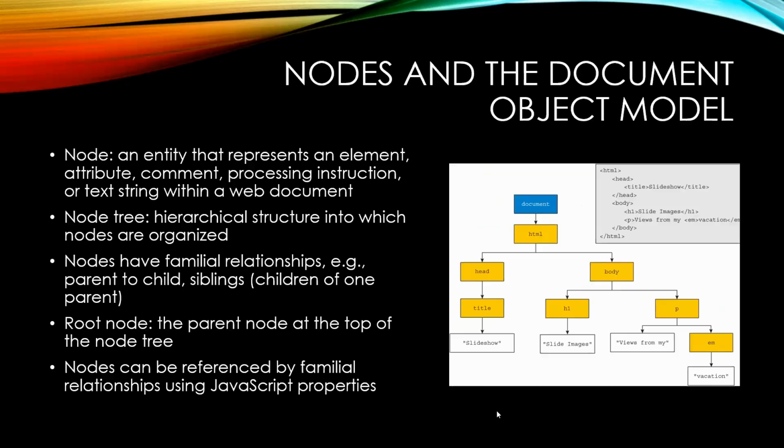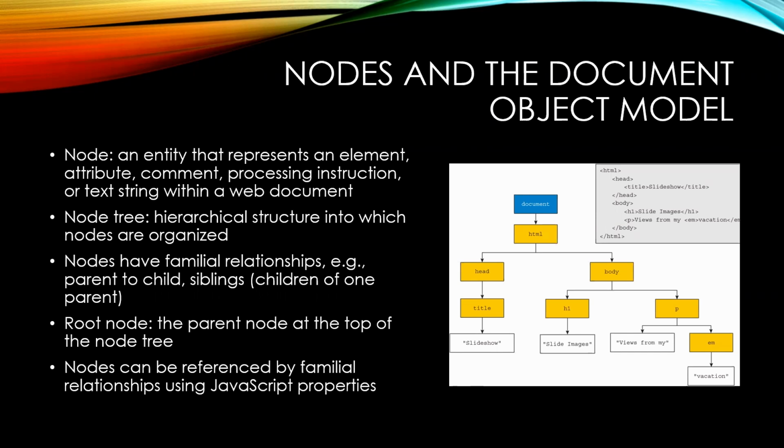In order to expand what we're doing in this lightbox, first let's talk about nodes and your document object model, your DOM. A node is an entity that represents an element, attribute, comment, processing instruction, or text string in your web document.